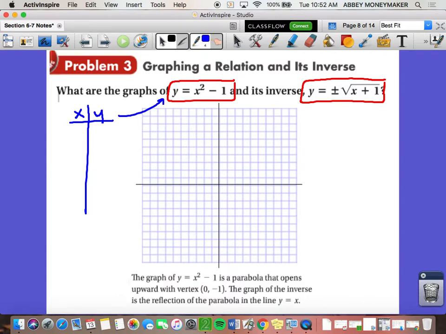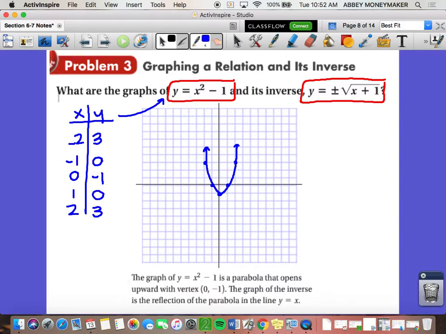We know our vertex is at 0, -1. So then I would want to plug in my values surrounding that. Let's plug in, so 0, -1. So we would get 0 there and 0 there. If I plug in 2, I would get 4 minus 1, which is 3, and 3. 1, 2, 3. 1, 2, 3. Okay, so here's my original quadratic.